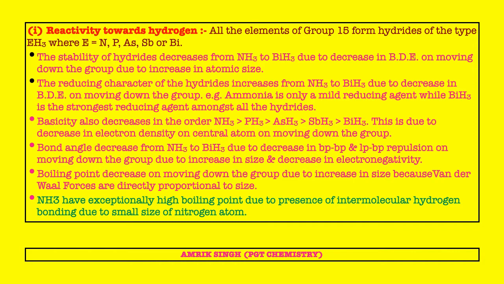NH3 has exceptionally high boiling point due to presence of intermolecular hydrogen bonding due to the small size of the nitrogen atom. NH3 का जो boiling point है that is exceptionally high. ऐसे भी कह सकते हैं NH3 लिक्विड है, बाकी सारे हाइड्राइड क्या हैं? गैस हैं. इसका रीजन क्या? पेपर में क्वेश्चन आया है कई बार. तो NH3 एक यूनिक प्रॉपर्टी शो करता है. NH3 can form intermolecular hydrogen bonds due to very small size of nitrogen atom.